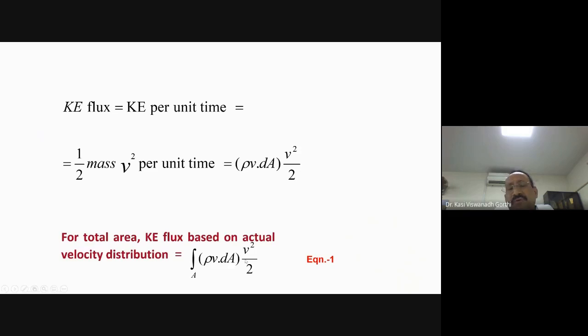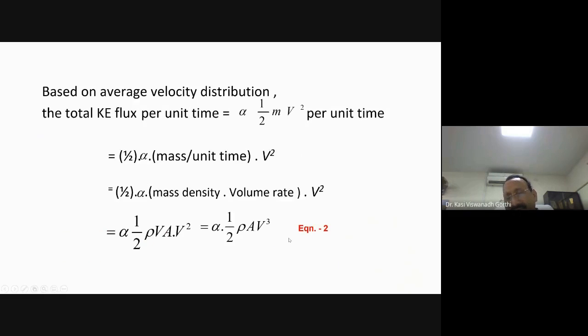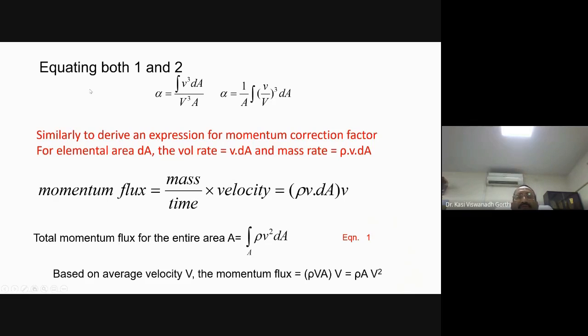Equation 2, kinetic energy flux. One is based on actual velocity and the other is based on the mean velocity and corrected by multiplying with alpha. So from equations 1 and 2, equating both, alpha will be equal to the integral of small v cube dA divided by V cube into A. Half gets cancelled here, and hence alpha will be equal to 1 by A, integral of small v by capital V whole cube into dA. This is the expression for the kinetic energy correction factor alpha.